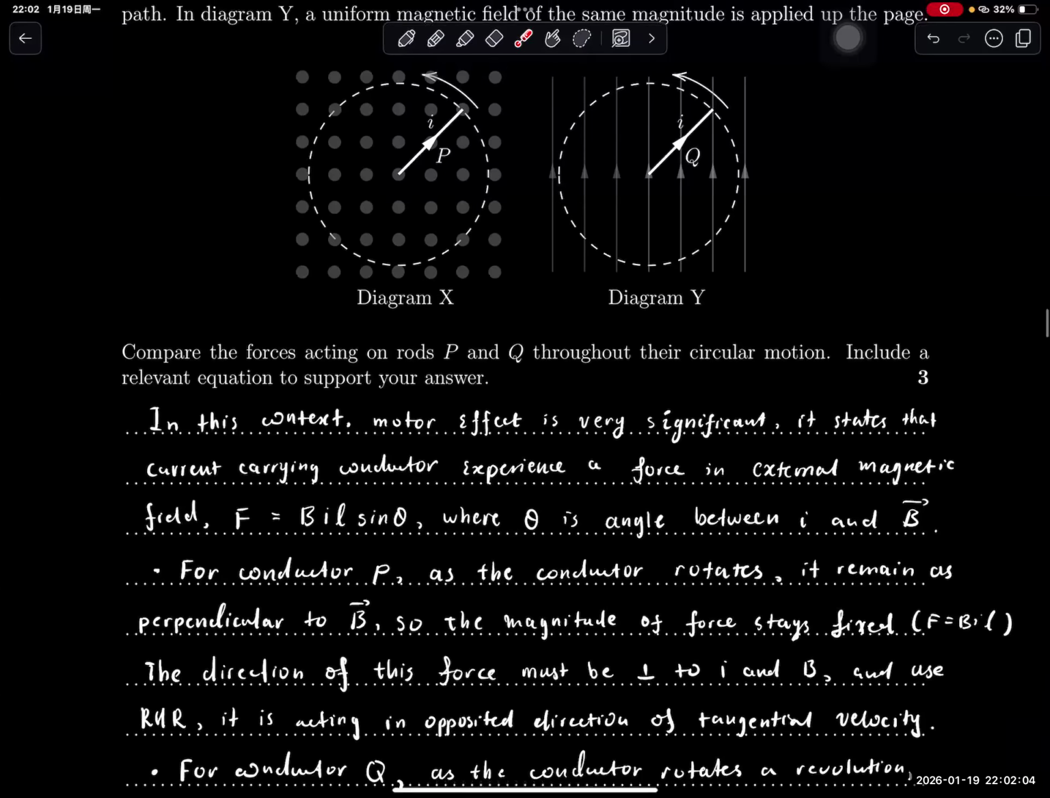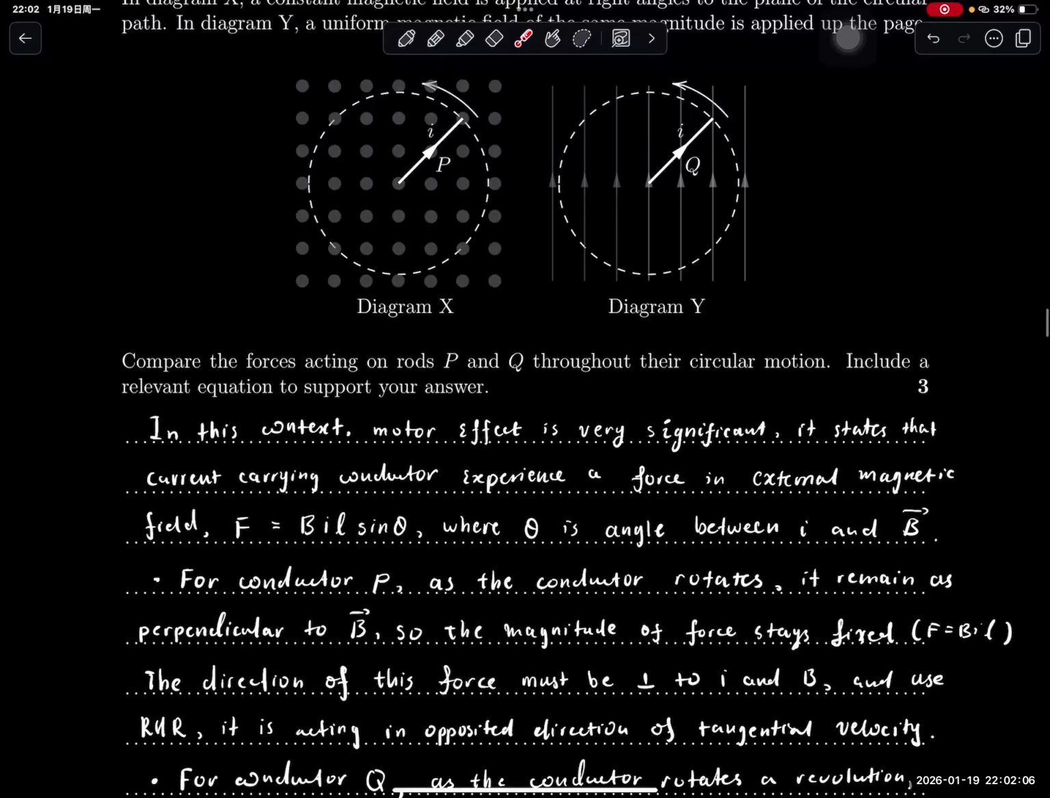So what I said is that I'll just read it. In this context, the motor effect is very significant, right? Because we have supplied current and it's in a field, so they experience the motor effect. It states, so definition, right? Make sure to write it down. It states that a current carrying conductor experiences a force in an external magnetic field. That's my equation, and I sort of demonstrate what those symbols are.